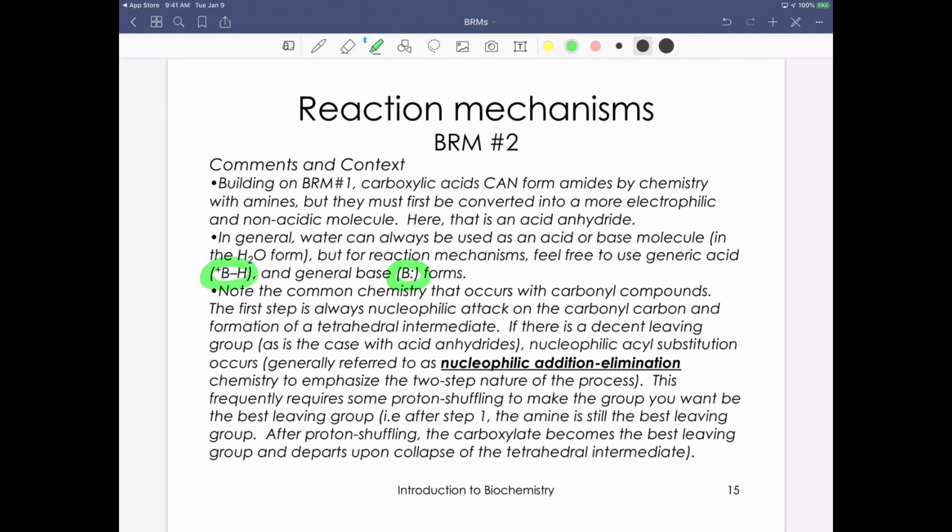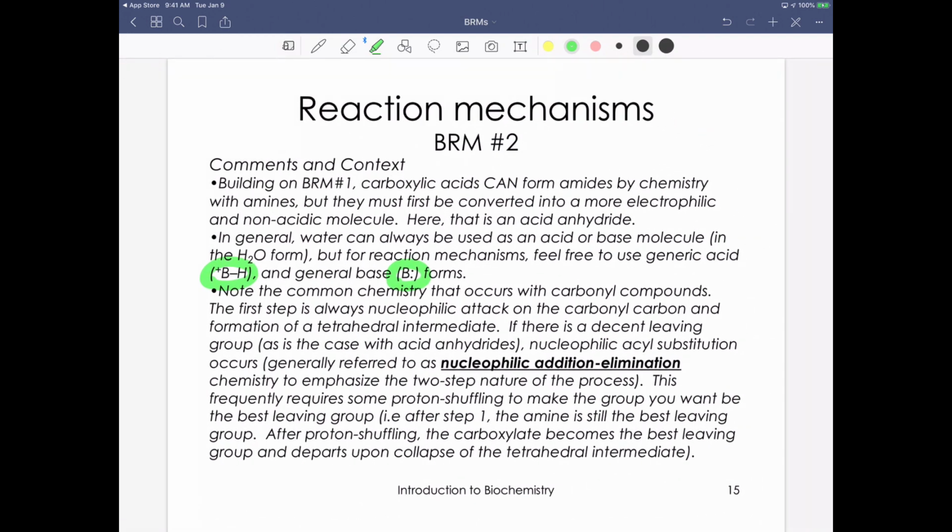And often in organic chemistry textbooks, this is referred to as nucleophilic addition elimination. And this emphasizes the two-step nature of the process, where we've added in our nucleophile and then eliminated the good leaving group. So as we noted in our mechanism, this frequently requires some proton shuffling to make the group that we want to be the best leaving group. And again, after step 1, the amine is still going to be the best leaving group as a protonated amine. So after doing some proton shuffling, the carboxylate can then become the best leaving group and departs after we collapse our tetrahedral intermediate.